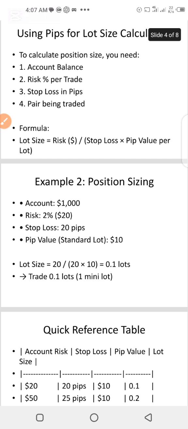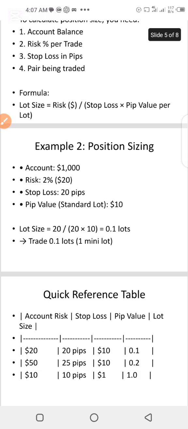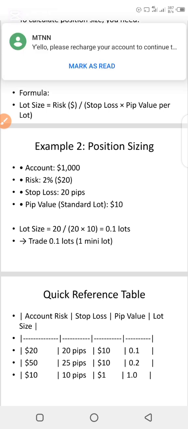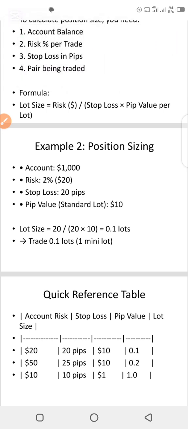Example 2, position sizing. The account is $1,000. Now they are giving you an example of what it means. Account size is $1,000. The risk is 2% of the $1,000, which is $20. Stop loss should be 20 pips. Now they are risking 2% of the account, which is $20 of that $1,000, and their stop loss should be 20 pips.